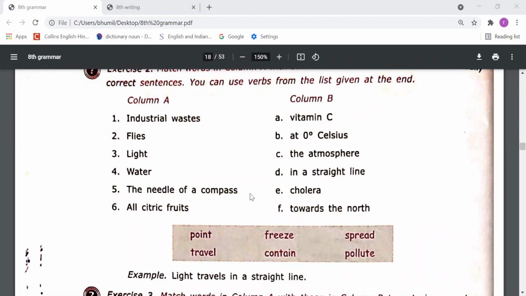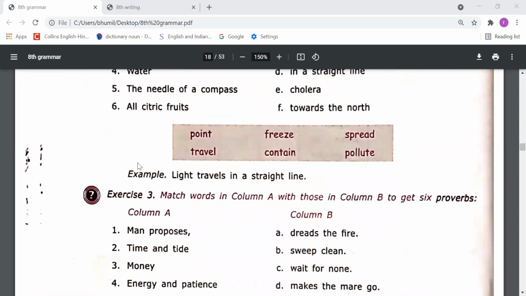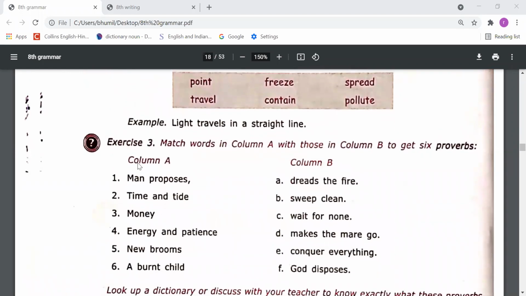Okay, now let's come to the third. Third we have done: light travels in a straight line. Three we have done and three you should try to do by yourself. And soon I'll send the answer key, then you can match the answers. Now let's come to the third exercise.